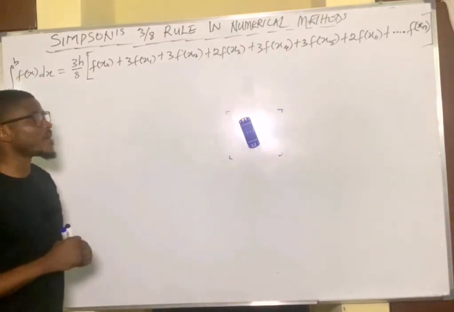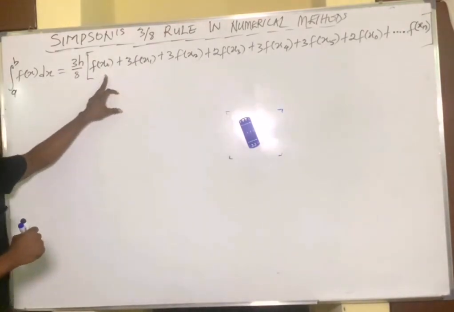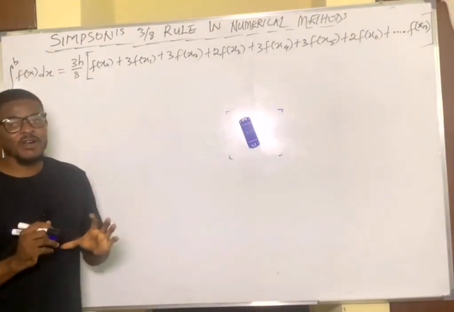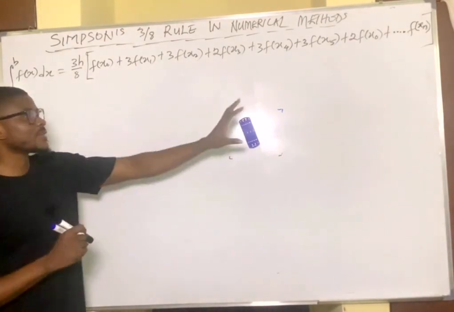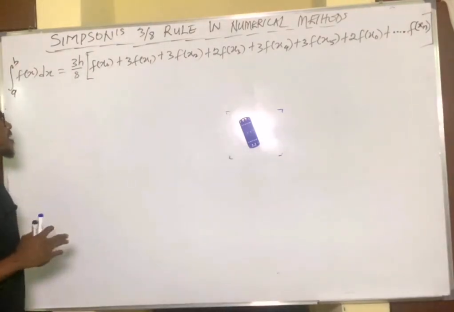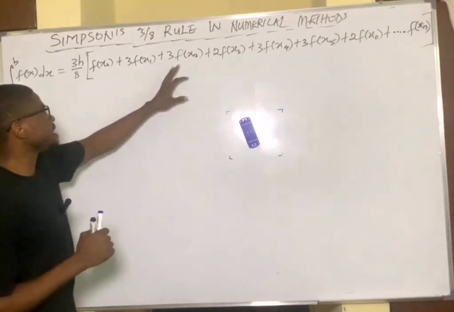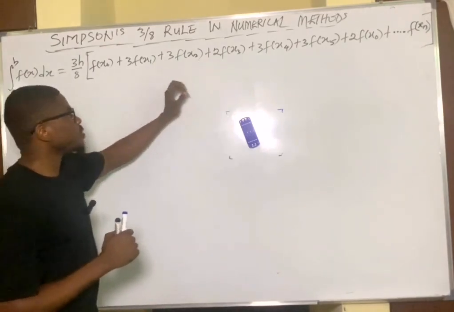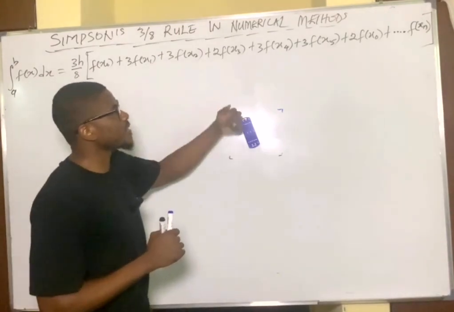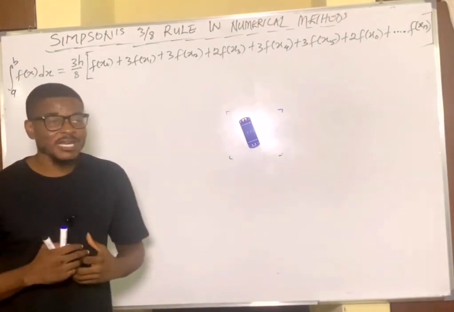Now, there's something unique about this formula. The first thing you observe is that the first function in the bracket and the last function, f of xn, have not been multiplied by any value. They are kept like that. Then you observe that the values of the function when x is 1 and when x is 2 have been multiplied individually by 3. Then the next one, when x is 3, is multiplied only by 2. Then you start again from 3. These are a result of how many subintervals you choose.